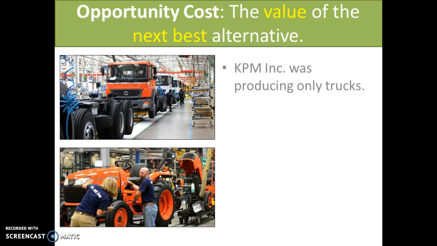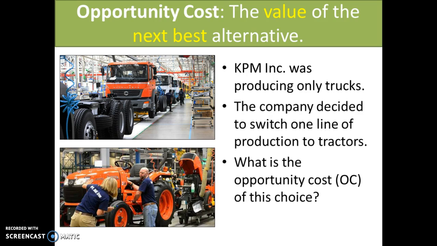And last example, imagine that you are working for a manufacturing company and they produce only trucks. They decide to switch a line of production and produce tractors instead. What's the opportunity cost? Well, by not making trucks, you give up the opportunity to make money selling trucks. So the money that they would have made selling trucks, if they continued producing them, is the opportunity cost. And this company decided that they're going to get more benefit selling tractors than they would have by making and selling trucks. So they switched to produce tractors instead.